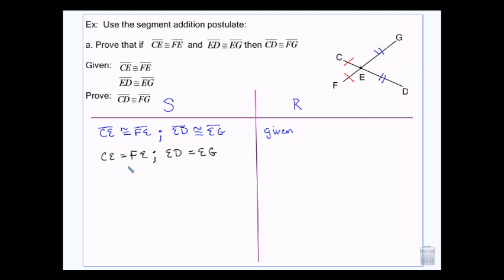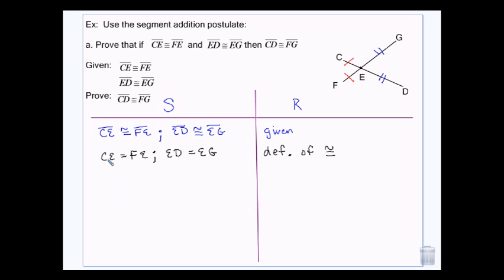Okay, when you don't have the line, you're talking about the length of, when you do have the line, you're talking about the actual piece. So this is the length of CE equal to the length of FE, and the length of ED is equal to the length of EG, and that's the definition of congruent. And you can write out the words, or you can use these lovely abbreviations and symbols and be shorter. Okay.